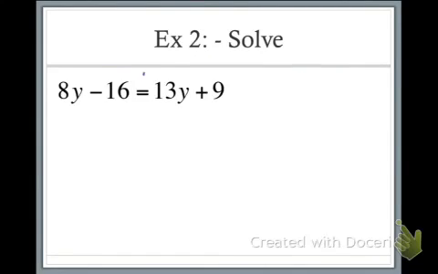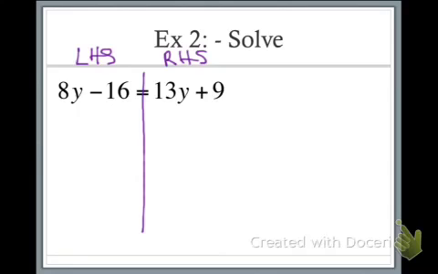All right, our second example, again, I'm going to put a line through the equal sign, and I'm going to go through our checklist. Notice again, there are no parentheses, so I don't have to do any distribution. Second check, get rid of fractions. There are none. If I look on the left-hand side of my problem, I have a 8y and a negative 16. They're different terms. If I look on my right-hand side of my problem, I have a 13y and a 9, different terms.